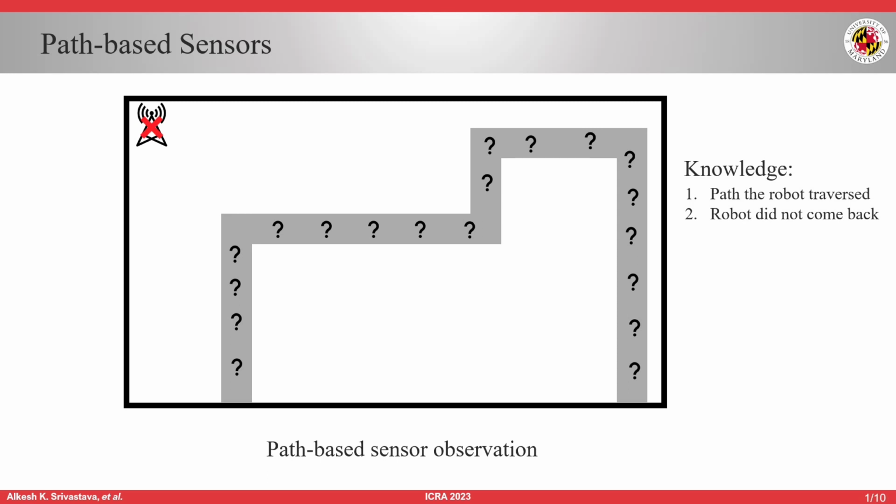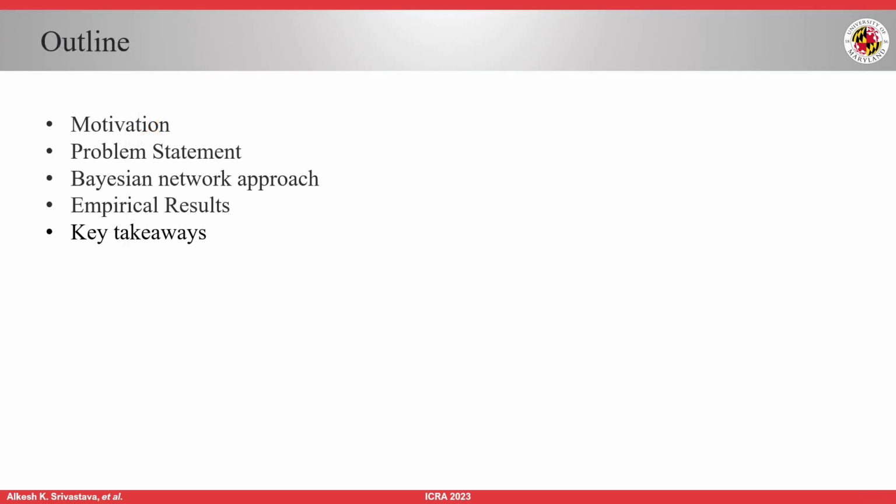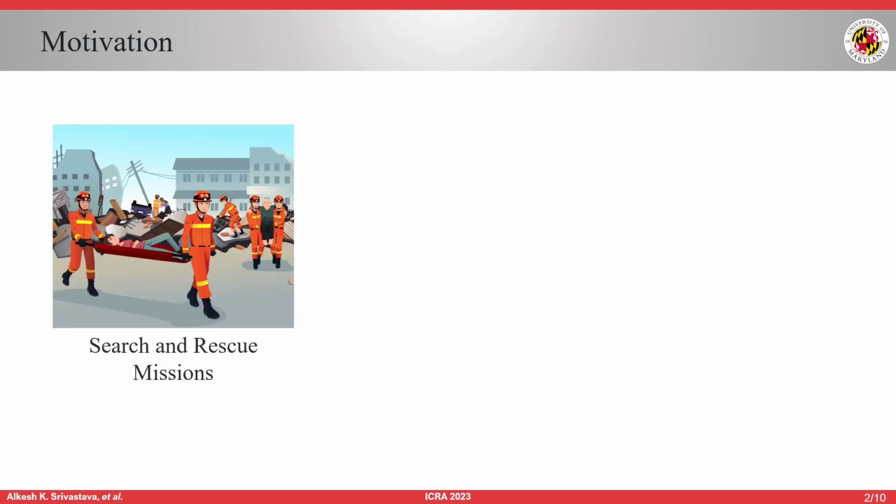Now that we have established what path-based sensors are, let me move to the initial question that I was trying to address, whether the knowledge of correlation will be helpful or not. This will be the basic outline of this presentation, and I will start by motivating why this question is important. Knowledge of correlation is relevant in many applications. For example, in search and rescue missions.